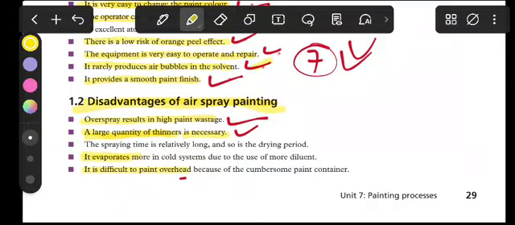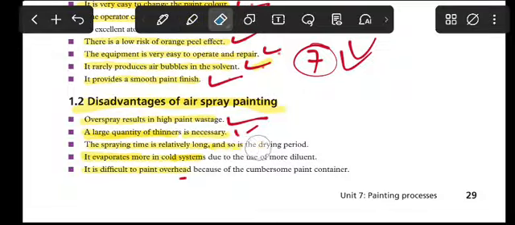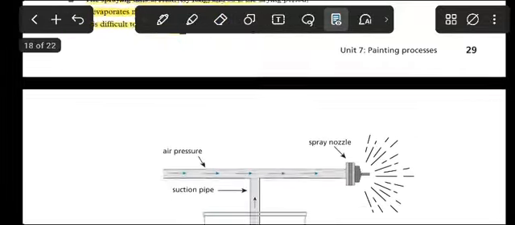It evaporates more in a cold system. You end here, that is the point. And the spraying time is relatively long, right? So is the drying period. You can even end there. The spraying time is relatively long. Those are points, guys, by the way.